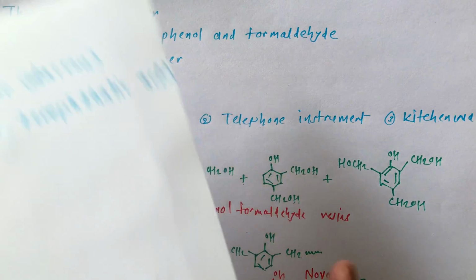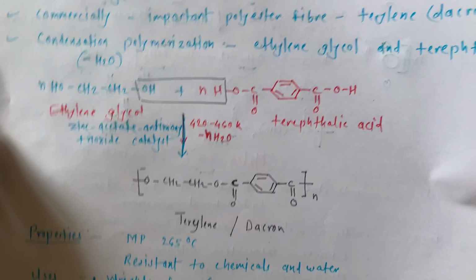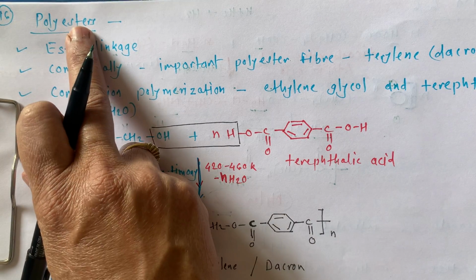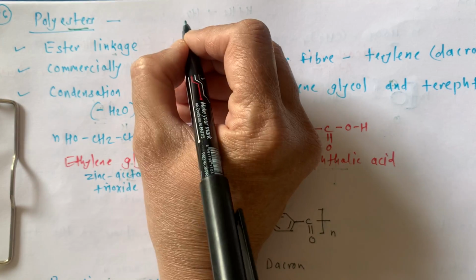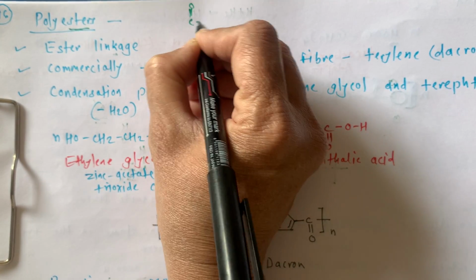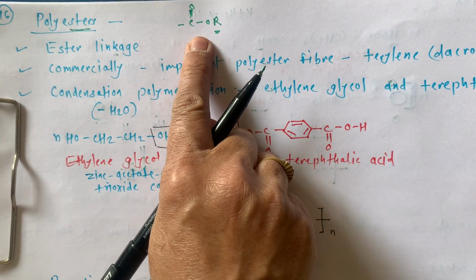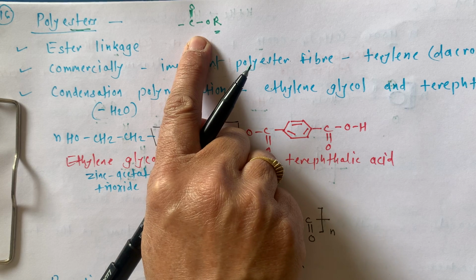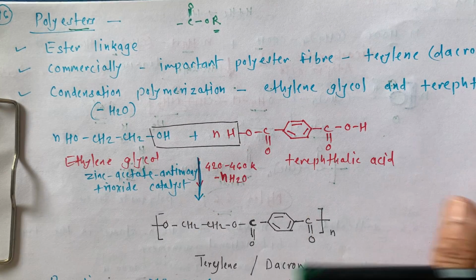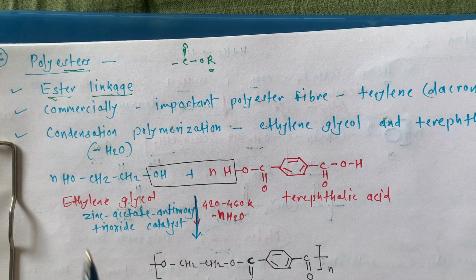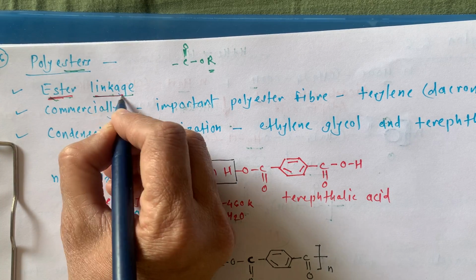Yes. Now next, after nylon 66, the next one is polyester. We very commonly use this word polyester. Ester is nothing but C double bond O, and here it is R. Any R is the functional group, ester. Now you can understand what polyester is. This is nothing but the ester linkage. You are going to see this ester linkage.